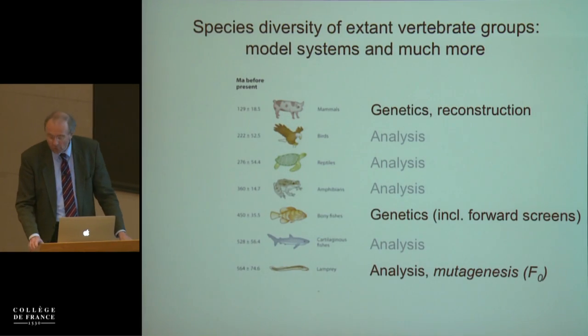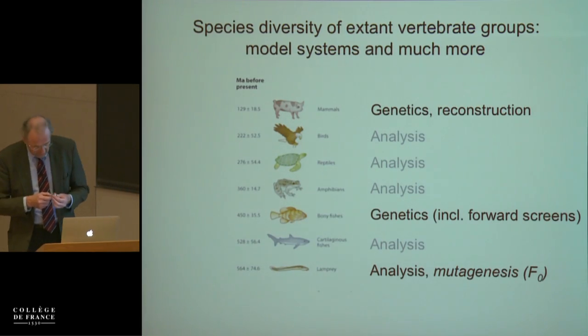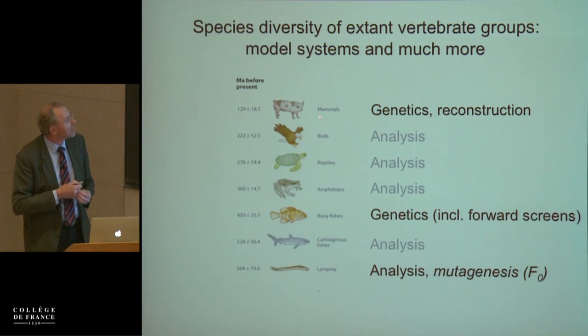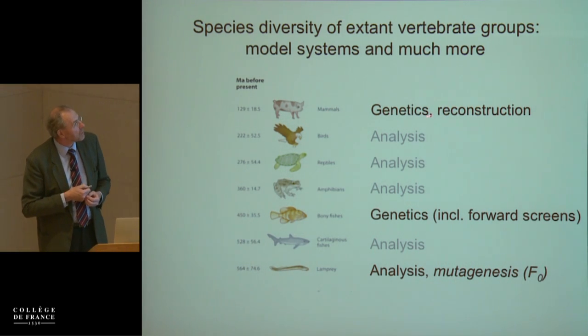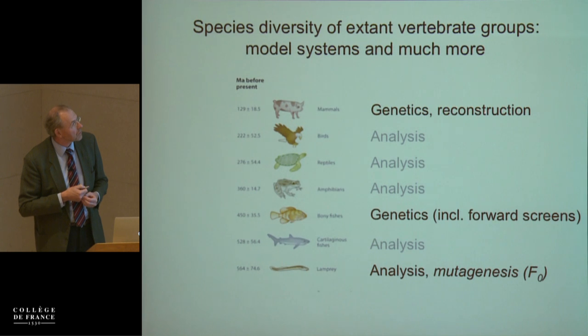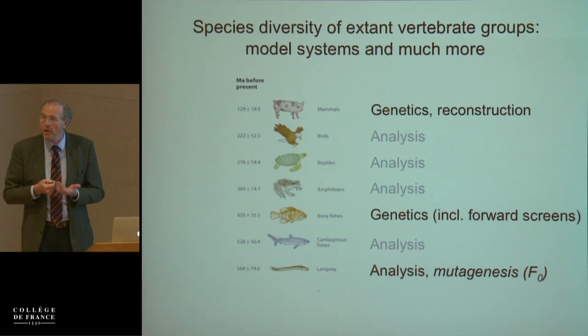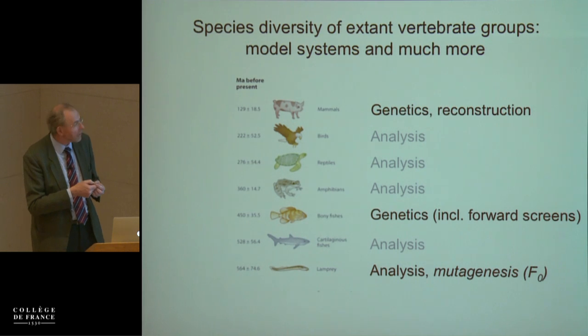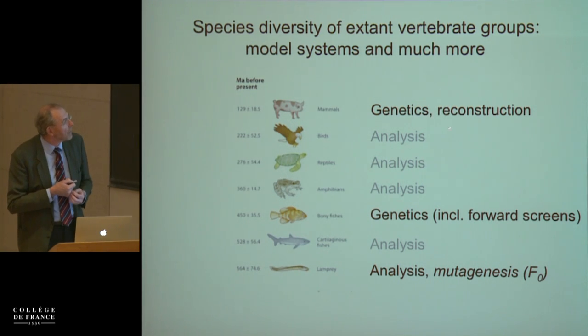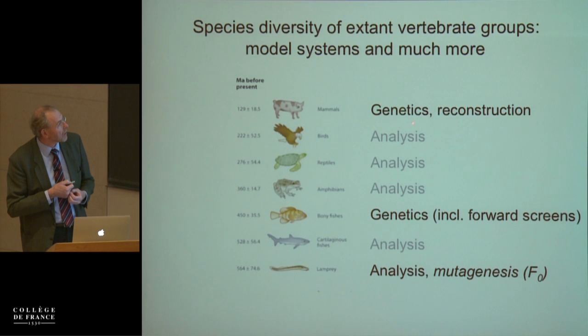Now, what do we do? We use several types of animals for our analysis. So mammals, in mammals we can do genetics and we can do reconstruction, because mammals, particularly the mouse, is amenable to genetic manipulation in very fancy ways. So we can do a lot. We can take out genes, we can bring back in genes, we can replace genes, we can modify their expression or their function. So we have all possibilities of very fine, detailed genetic manipulation. So that is our prime model.